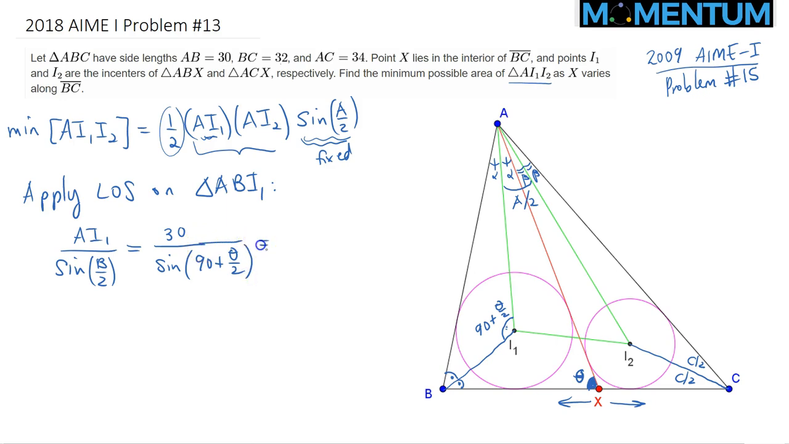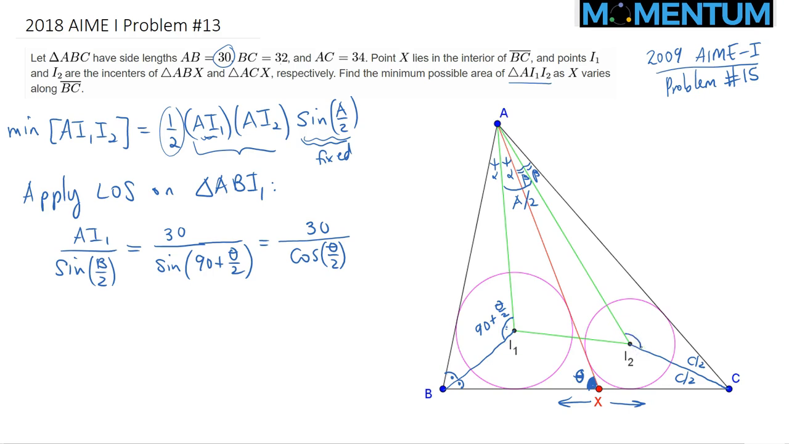But then it's clear that sine of 90 plus theta over 2, if you use the addition formula, is sine 90 times cosine theta over 2, which is just cosine theta over 2, minus cosine 90, which is 0, so I don't have to worry about that part. So that whole thing is just cosine of theta over 2. And there's a 30 here. Okay, so that's the first part. Is AB 30? Yes, it is 30.